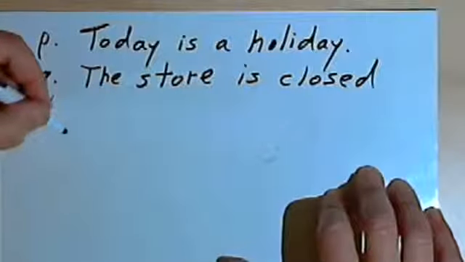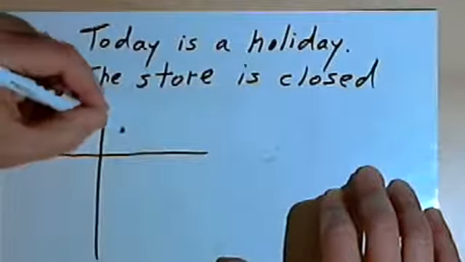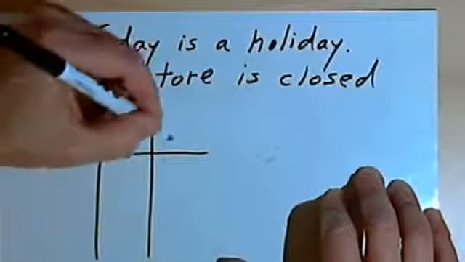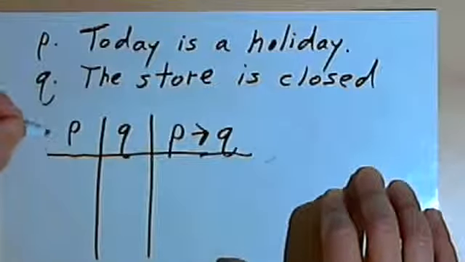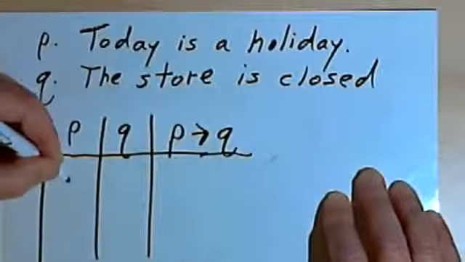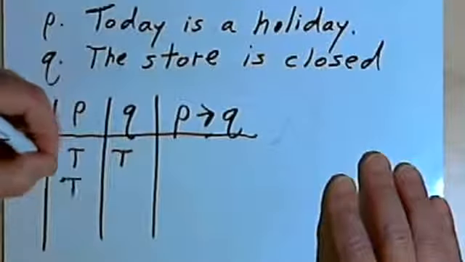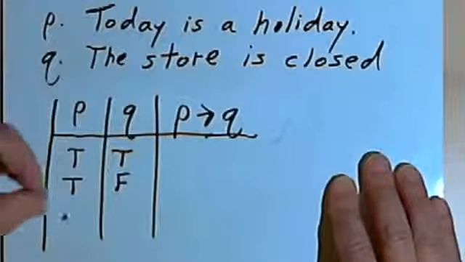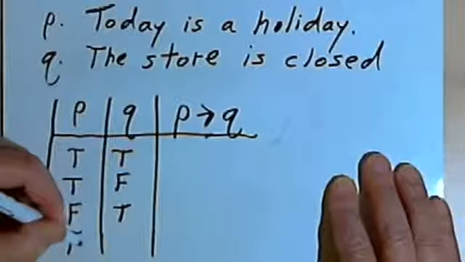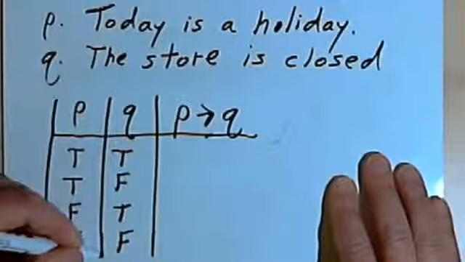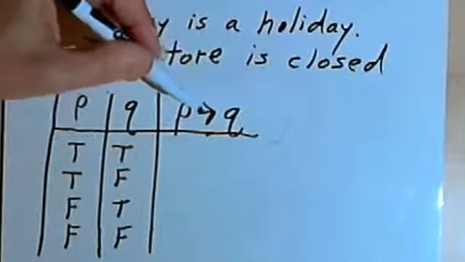So to do this, I'm going to need a column for the truth values of P, another column for Q, and a third column for if P, then Q. Let's put in the possible values for P and Q. So P and Q might both be true, or P might be true and Q might be false, or P might be false and Q might be true, or they might both be false. And now let's see what the truth values for if P then Q are going to be.